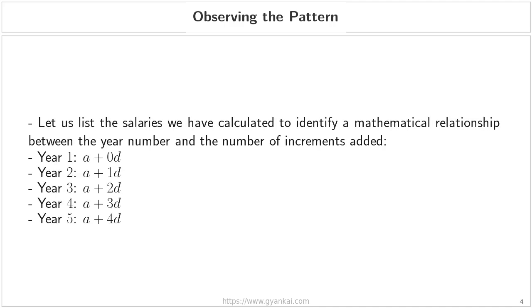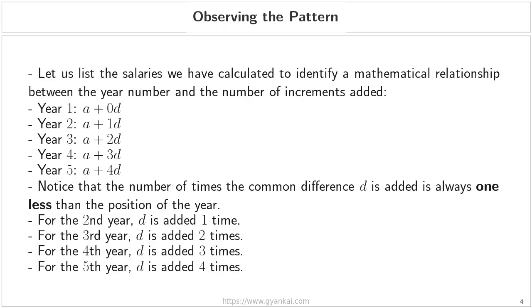Observing the pattern. Now that we have broken down the salary for each of the first 5 years, let's take a moment to step back and look at the big picture. I want us to list these salaries side by side so we can identify a mathematical relationship between the year number and the number of times we have added the increment. If we look at our list, in year 1, the salary is just a, which we can write as a plus 0d. In year 2, the salary is a plus 1d. In year 3, the salary is a plus 2d. In year 4, the salary is a plus 3d, and in year 5, the salary is a plus 4d.